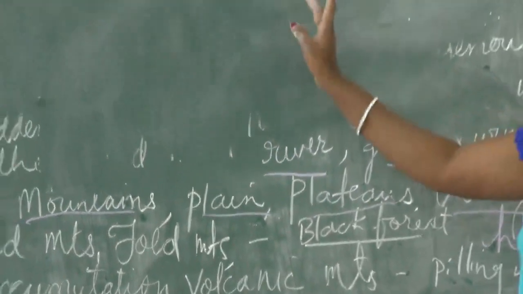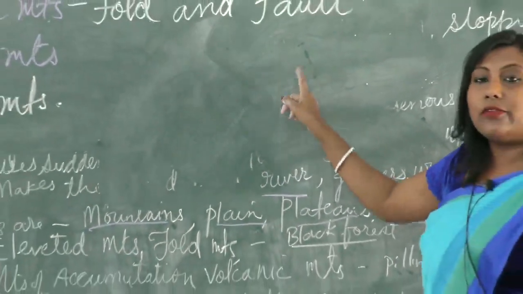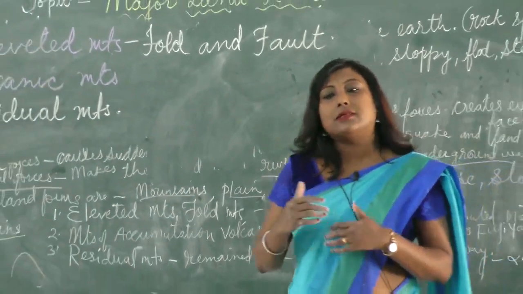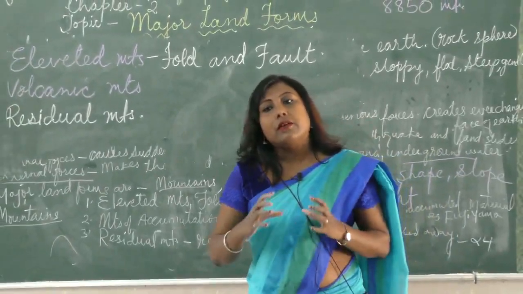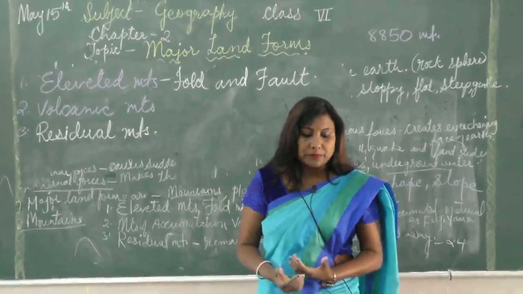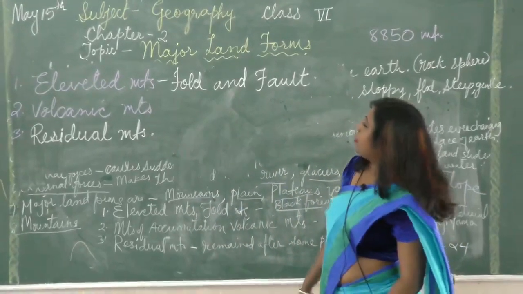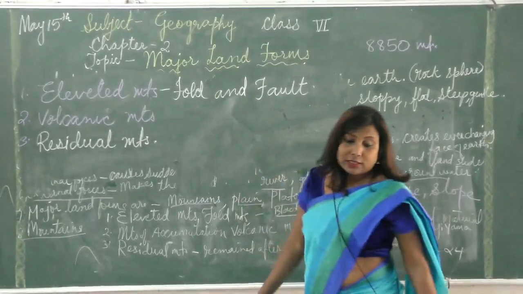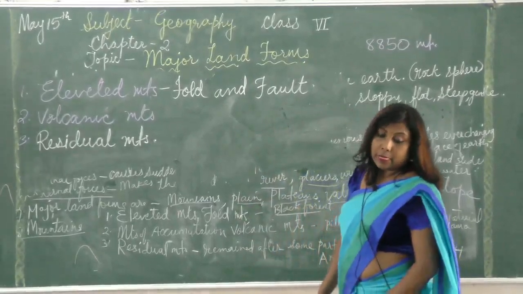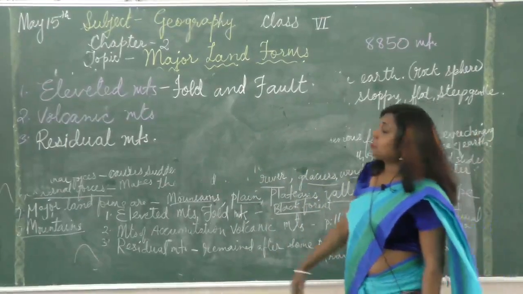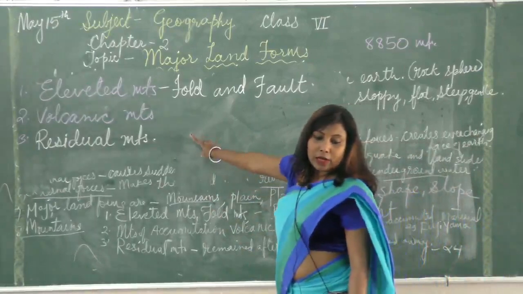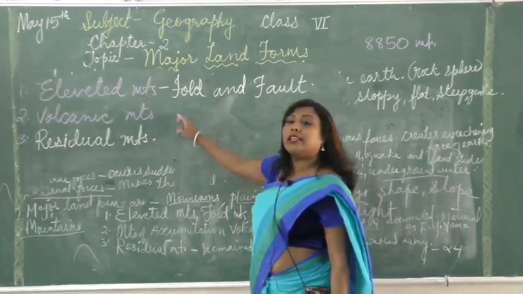I am just trying to show you how a fold mountain and fault mountain are made on the surface of the earth, and this type of formation takes very long time. It is a long process. Examples of a fault mountain are the Vosges and the Black Forest. Now, the next type of mountain is the volcanic mountain.